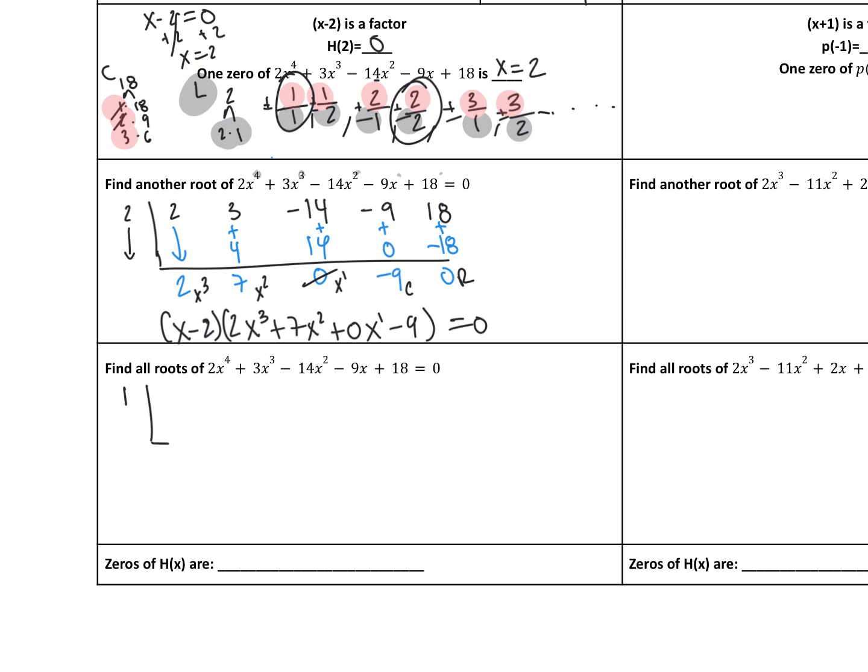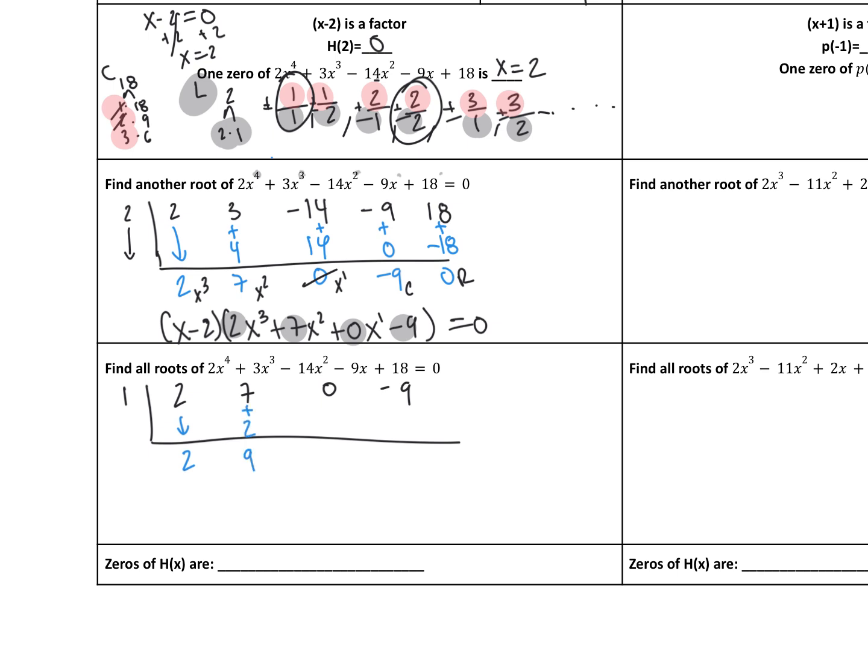So I'm going to check positive 1 first, and again I'm going to use the coefficients that I got from my new factor, which is 2, 7, 0, and negative 9. Bring down the 2. Now that's on the outside. When I have a number on the outside, I need to multiply it with my house number, which I am guessing is 1. That's my next root. I get 2.